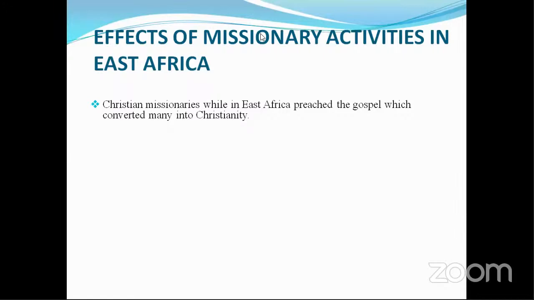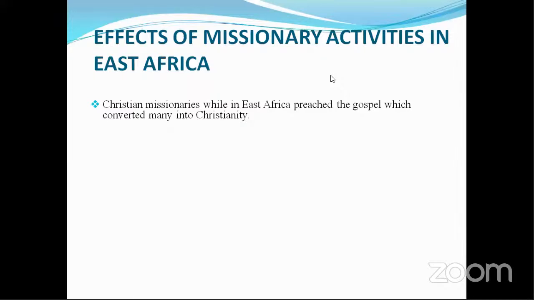Let us go back to our information here, and that is our effect number 1. I've told you, look at the activity and then the effect of the activity, but don't just give the activity and then think you've given the effects of the activity.